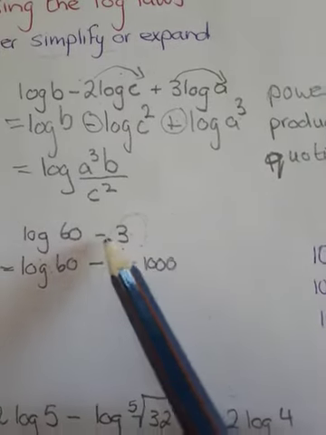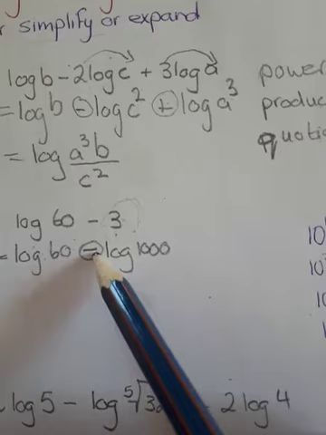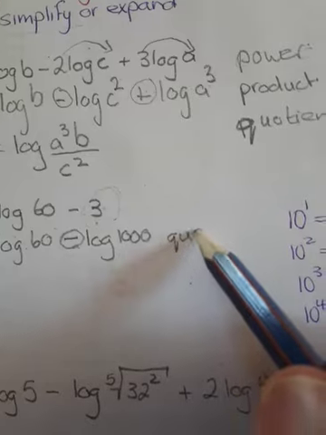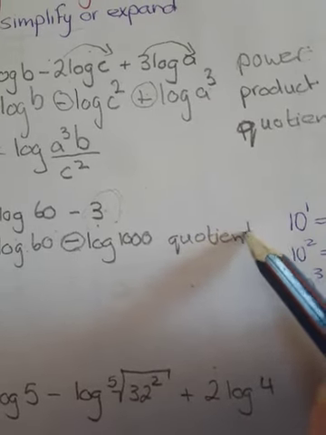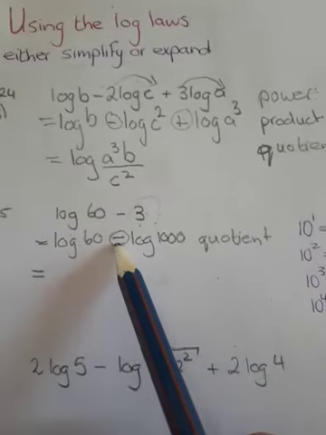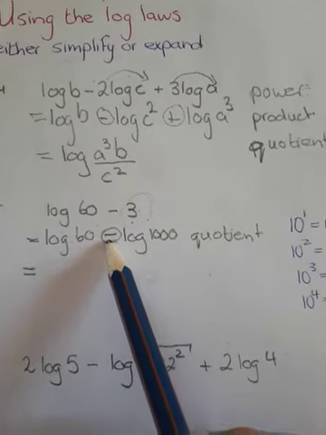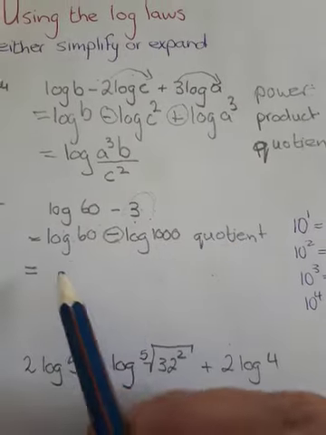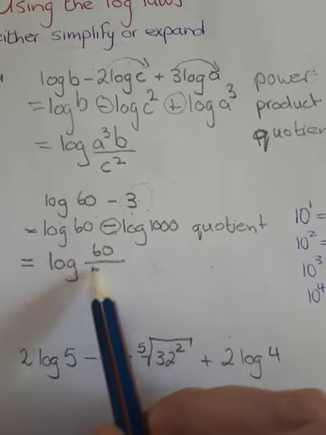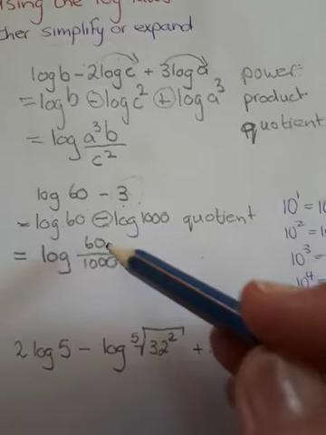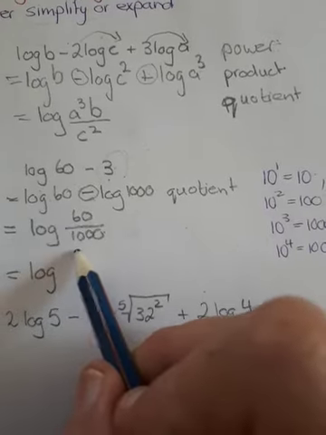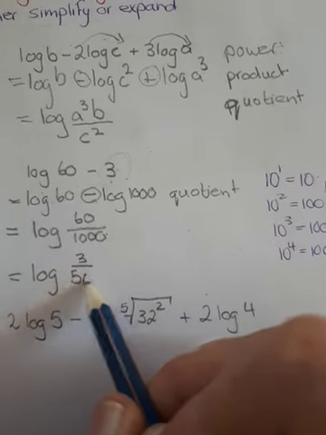All right, and if you look at this now, we again got a subtraction, which means this is the quotient law. It's taking a while to get used to identifying this, but you must be aware of plus and minus, because minus is the quotient law. This becomes the single log of 60 divided by 1000, and if you press this into your calculator, it is simplified to log of 3/50.